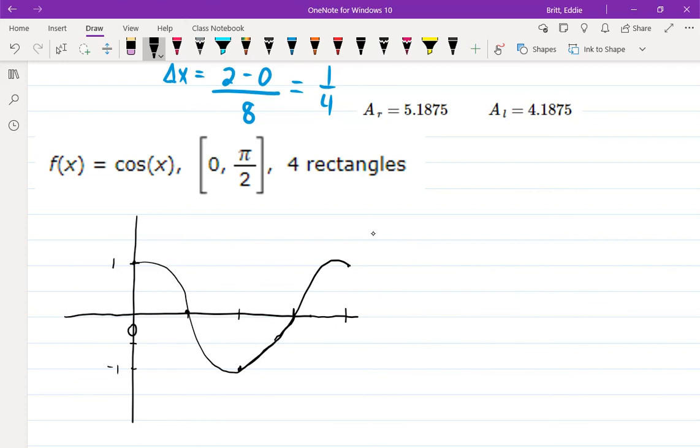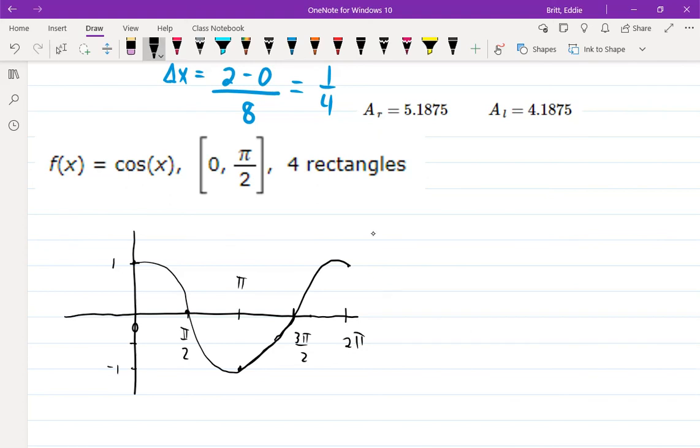Cosine is equal to 0 here. I'm sorry, 0 on the x, 1 on the y. So this is x equals 0, y equals 1. This x would be pi over 2, the cosine of pi over 2 is 0. The cosine of pi is -1. The cosine of 3 pi over 2 is 0. And then the cosine of 2 pi is the same as the cosine of 0, it's 1.